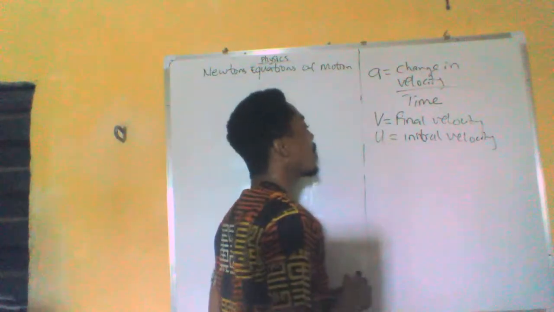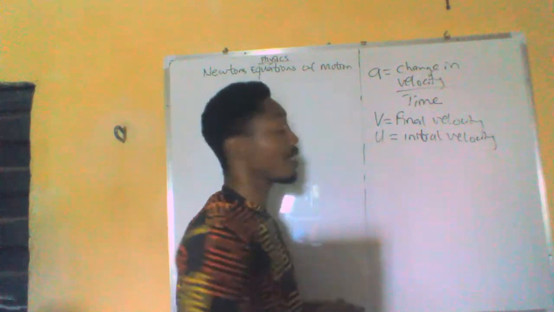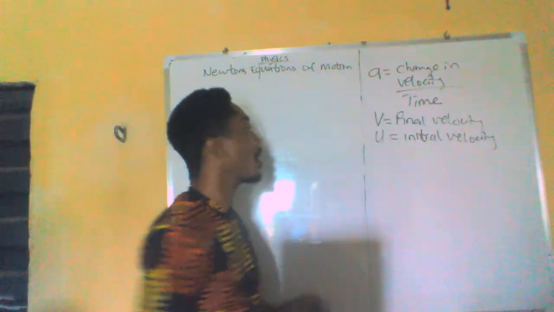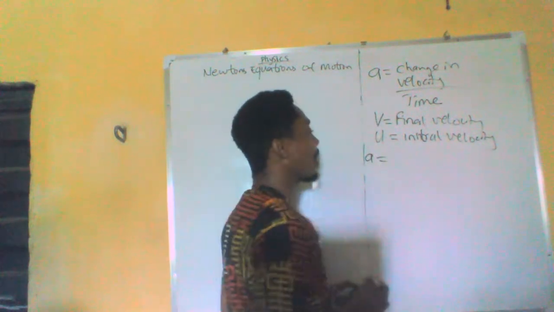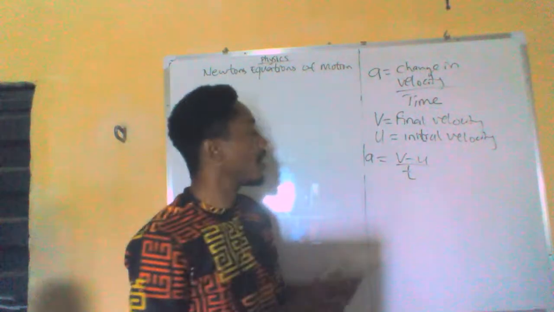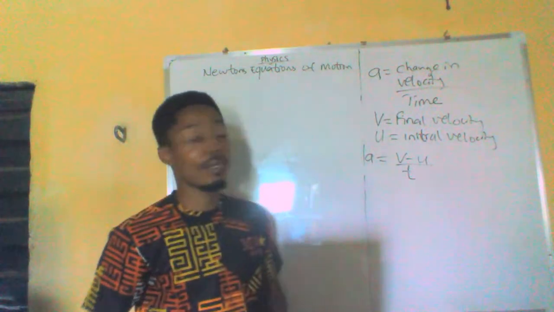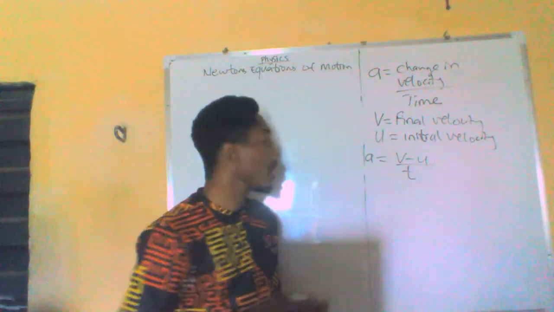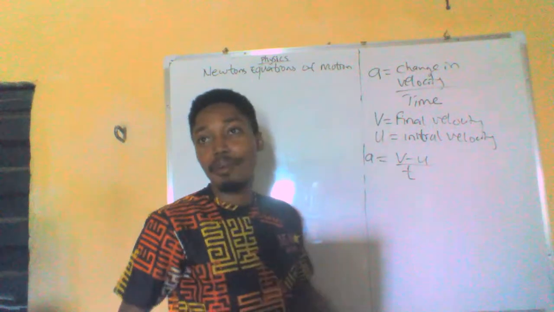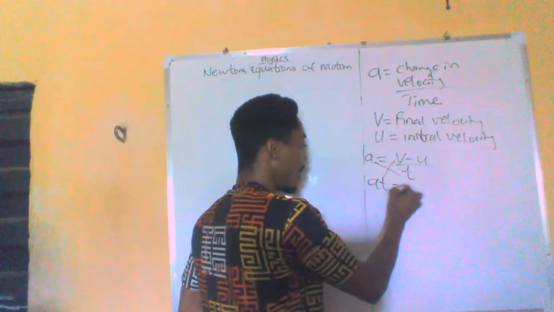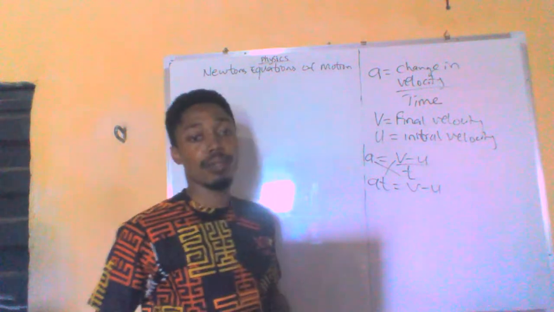So change in velocity is simply the final velocity minus the initial velocity. That means acceleration will be given as V minus U all over T. The V minus U in the numerator is the change in velocity. From here, I would simply cross multiply. When I cross multiply, what I'm going to have is that AT is equal to V minus U.